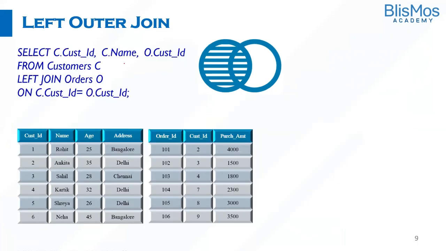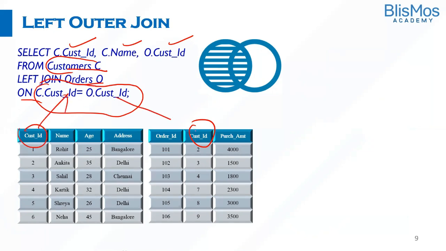So when we want to do a left join on these two tables, we can write a query like c.customer ID, c.name, customer name, o.customer ID, that is from the orders, and say from customers, which is the left table, mention the left join, orders, and mention the key on which you are comparing. C.customer ID, that is this, and O.customer ID is this. Now, as we already indicated, it includes all the records from the customers because customers is the left table and only the matching records from the right table.